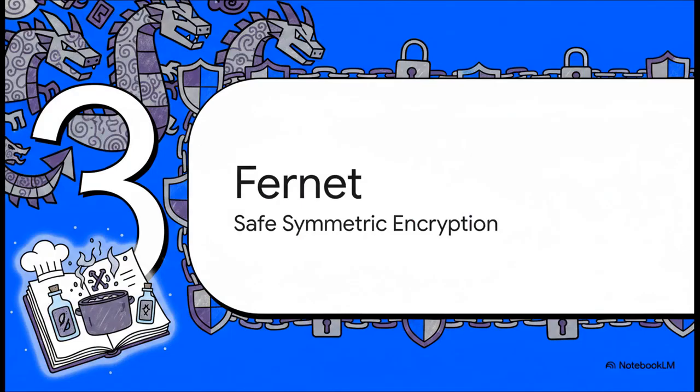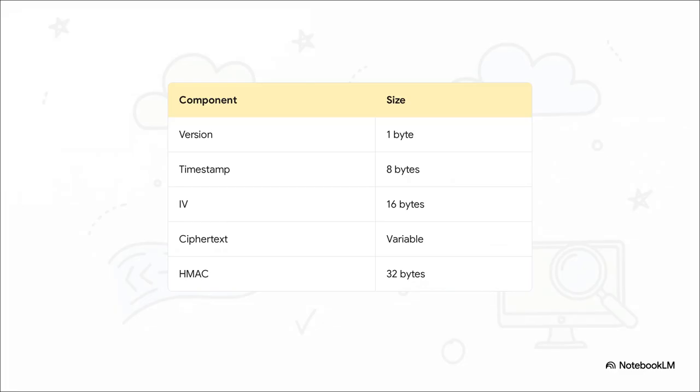Which brings us to Section 3, Fernet: Safe Symmetric Encryption. So how exactly do we tame those laser-toting dinosaurs? Enter Fernet. Fernet elegantly constructs a secure token without making us manually piece together all those AES ciphers and hashing algorithms ourselves. A Fernet token is URL safe and base64 encoded.